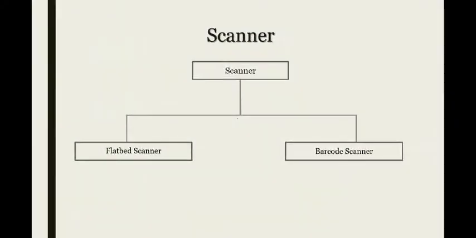Next. Okay, a scanner helps us to scan an image or a printed text and convert it into digital images. It is used to input graphic information into the computer. Okay, there are two types of scanners, flatbed scanner and barcode scanner.